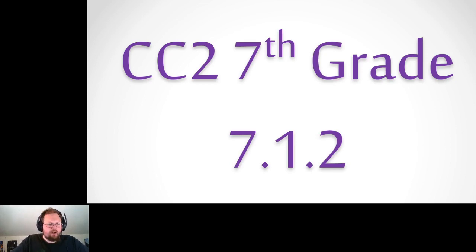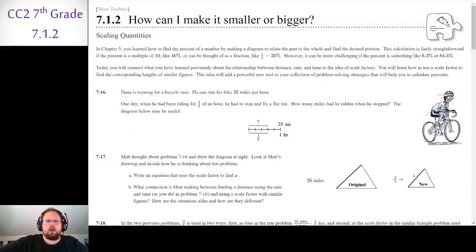This section is going to cover scaling values and quantities. So we're going to start off with section 712. How do you make something bigger or smaller? The idea is basically that you can change between percents and fractions, and then you can multiply or divide. And what's going to happen is that you will make shapes either bigger or smaller based off of that.